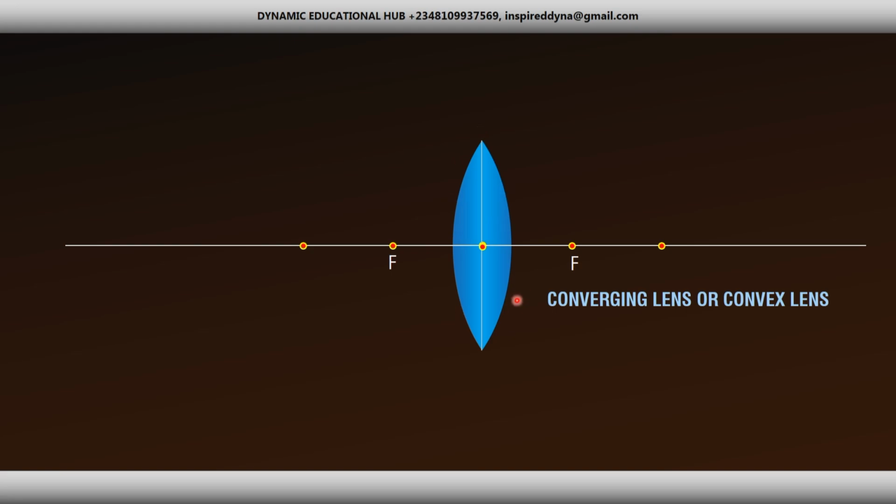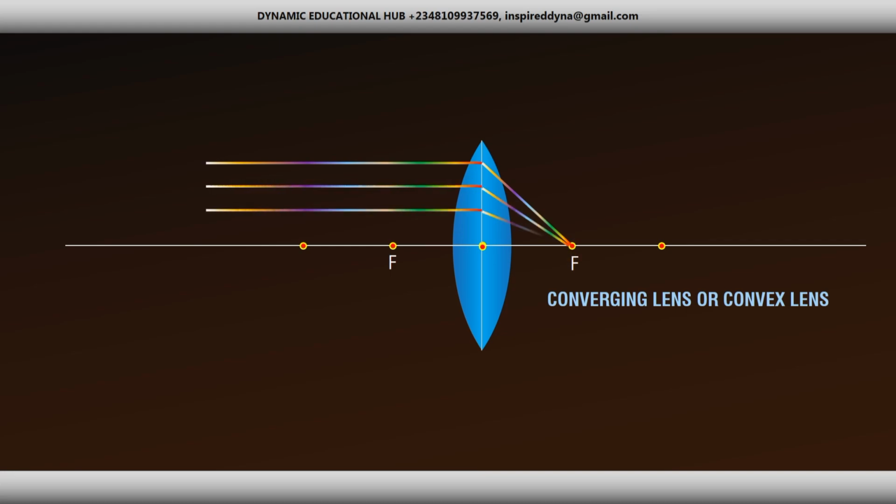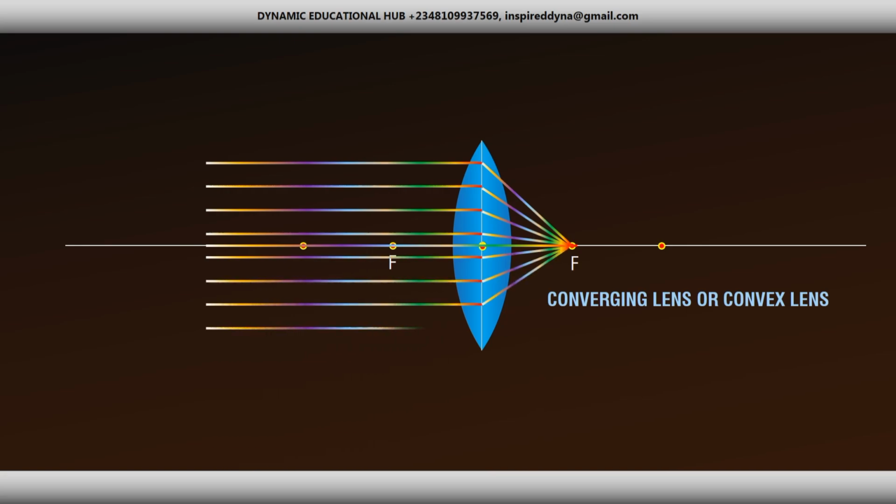Okay, now let's see what will happen when the ray of light tries to go through this lens. The first ray of light will converge at the focal point at the back of this lens. The second ray will also converge here. The third ray will also converge here. The fourth ray will converge here. Any ray that is moving along the principal axis will go straight, will not converge. The same way, all of these will converge at the focal point. That is why we call this lens a converging lens, because it is converging the rays of light.